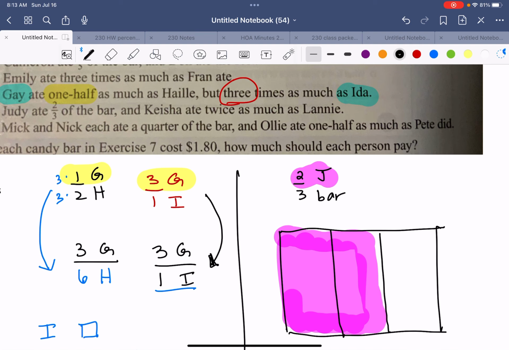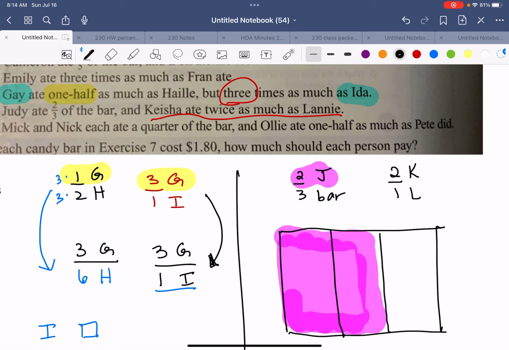The second ratio here says that Keisha ate twice as much as Lonnie. So when the number here is twice, that's 2 to 1, right? 2 over 1, and that's Keisha to Lonnie. So Keisha on top, Lonnie on the bottom, okay? And so that means that in the section that's left, the white section that's not shaded, I need to have two pieces for Keisha and one piece for Lonnie. That's a total of 3 pieces, and so I need to cut that last white section into 3 pieces.